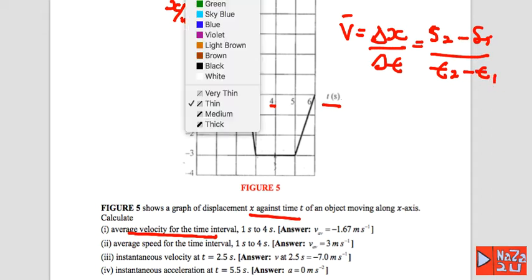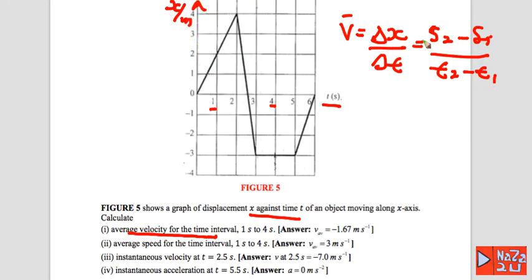So relating to the definition, from 1 to 4, the final displacement is minus 3. This is minus 3. And the initial displacement, for 1 second, is 2. So we have 2 here. And this is minus 3 minus 2, and t2 is equal to 4, the final time, minus the initial time 1.